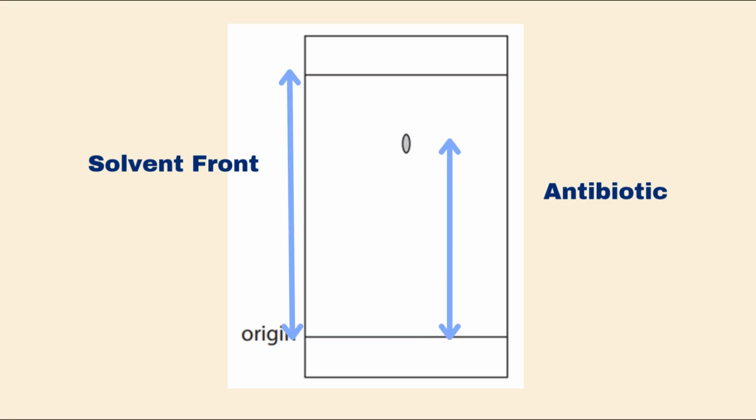Allow some time for the chromatography to run. After some time, you will see the solvent front and the antibiotic movement. The distance moved by the antibiotic and the distance moved by the solvent front are very important, because finally using the RF value we can identify the antibiotic. So this is how we perform this chromatography.